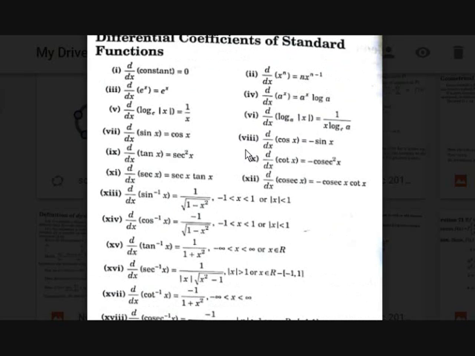Now, as you can see on the screen, these are some standard differential coefficients, or differential coefficients of standard functions. You should remember all of these. Okay, these are simple. Let's see one by one. If you want, take a screenshot and learn these.